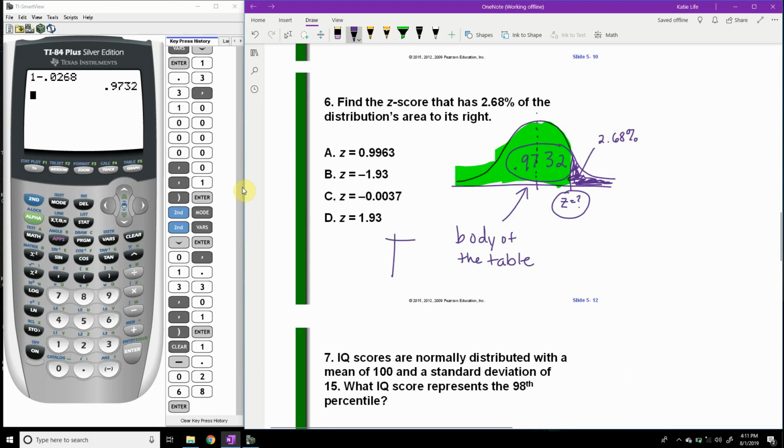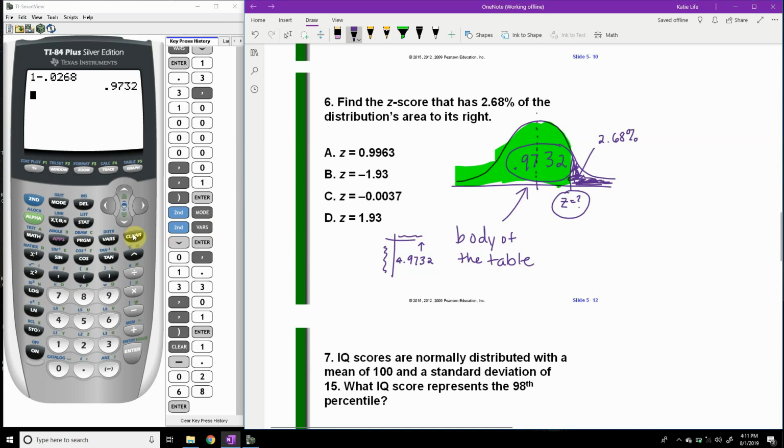All right, here's the z-score table. You've got numbers here, you've got numbers at the top. I would be looking up 0.9732 in the body of the table and then backtracking to find the actual z-score, right? The first two digits and then that hundredths place.